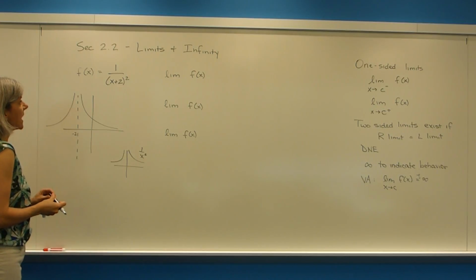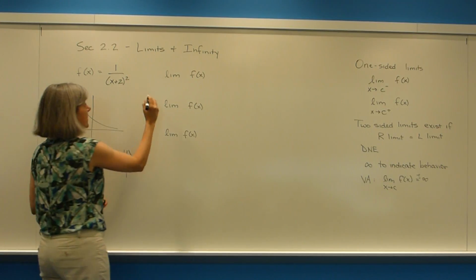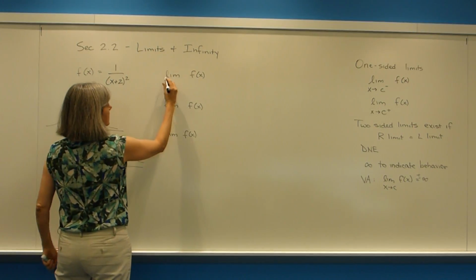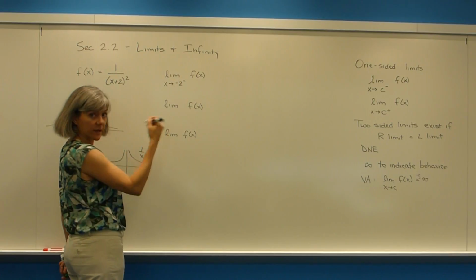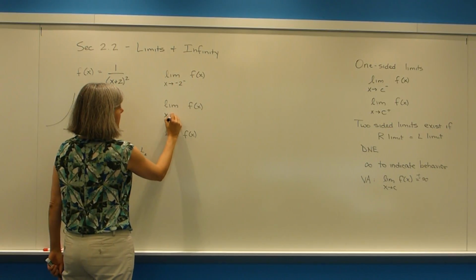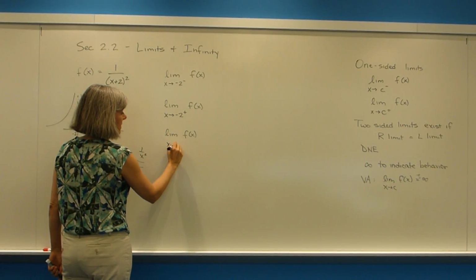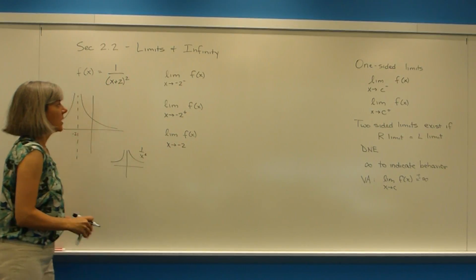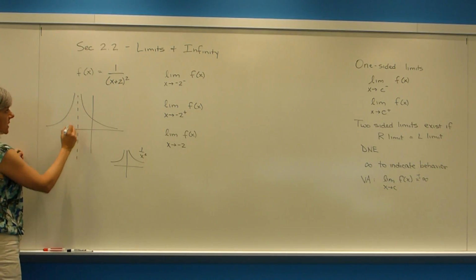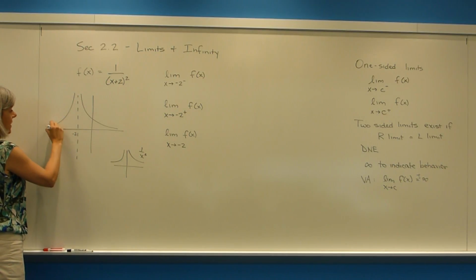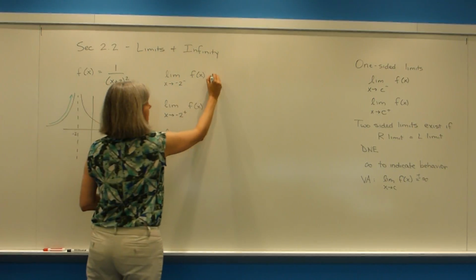Okay, so we're going to ask the same set of questions. Left-sided, right-sided, and two-sided limit as x approaches -2 from the left side, the negative side, and -2 from the positive side, and then the two-sided limit. Okay, so from the negative side, again, here's our dotted line that we're interested in. So we're aiming for the dotted line. We're following the curve, clearly going off to positive infinity.